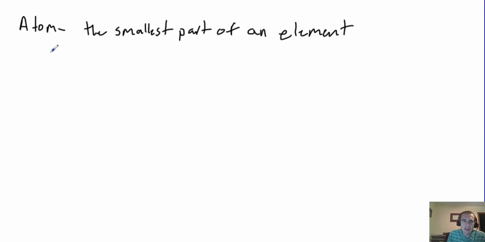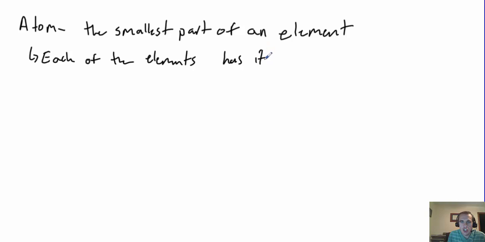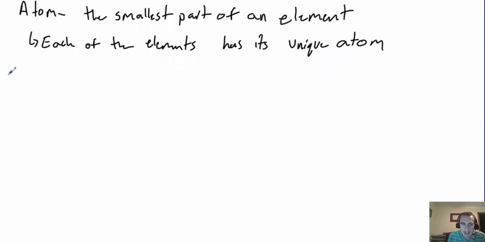Well, the smallest part of an element is an atom, but atoms are not the smallest part of matter. Okay, atoms are actually built out of other things themselves, and by putting those building blocks together in different ways and different combinations, we get different elements. So remember, each of the elements has its own unique atom. So all atoms of different elements are different, but they're all built out of the same pieces. All atoms are built of the same pieces.